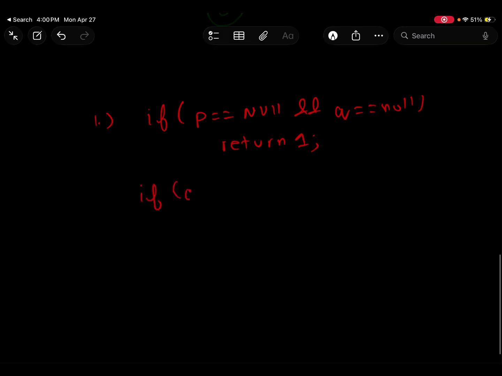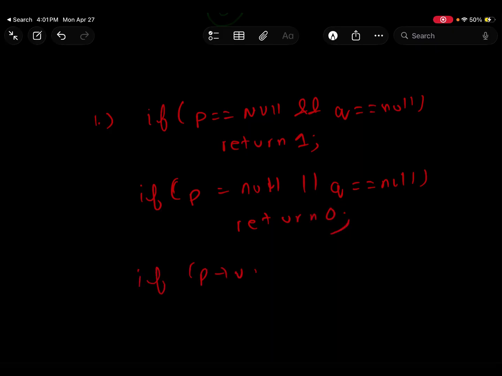If q equal to null, it doesn't really matter, but for the sake of symmetry, I guess, if p is null or q equal null, return 0, right? If p's val does not match q's val, again return the value of 0.